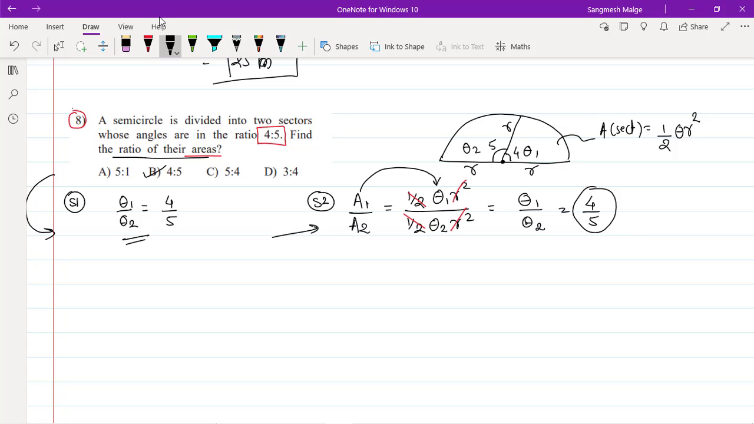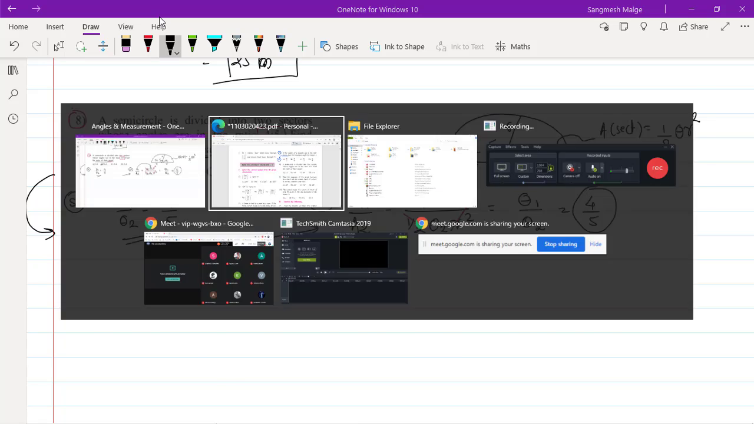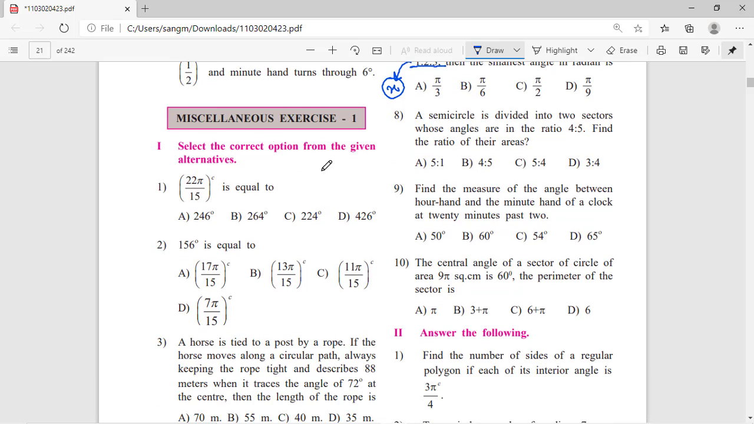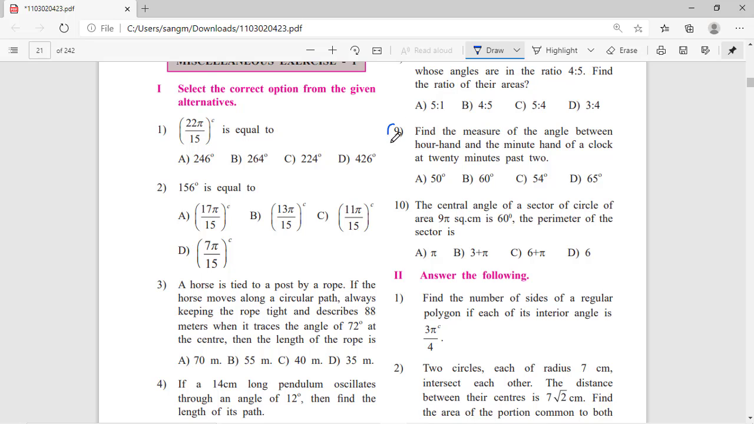Great. Let's take question number 9. Find the measure of the angle between the hour hand and minute hand of the clock at 20 past 2. Okay, you can do this 9th question, no doubt. 20 past 2 means what?